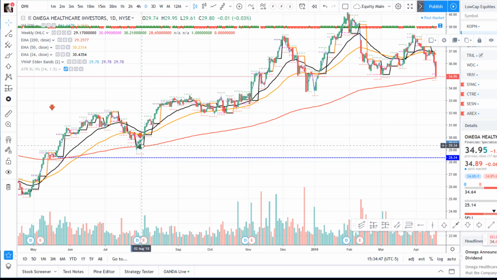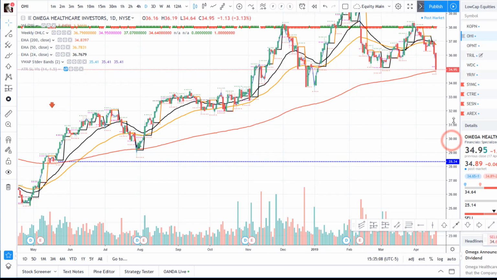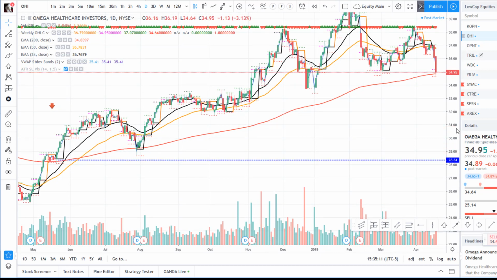My entry was on this day here, August 1st at 29.32. As this trade unfolded, I continued to use the moving averages. The first time I got concerned, and I'm simplifying this, I'm not just using these crosses, but they help inform my trade decisions. They're an important additional factor to inform your trade decisions.